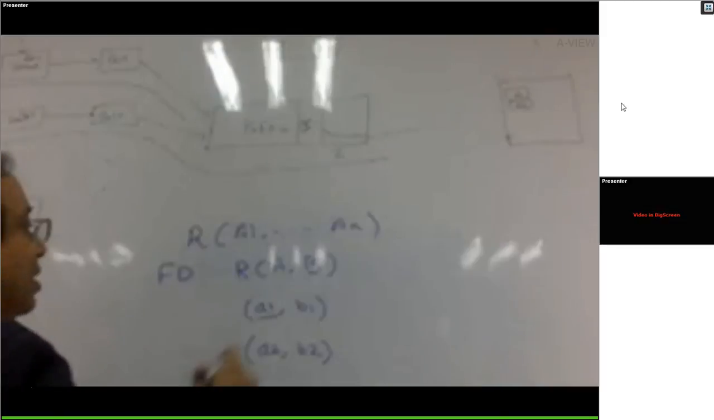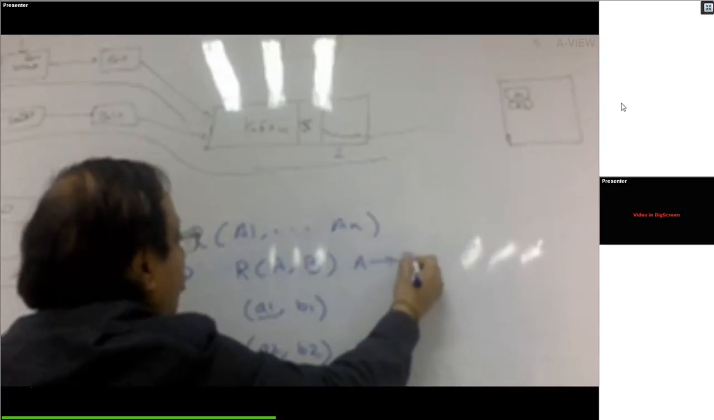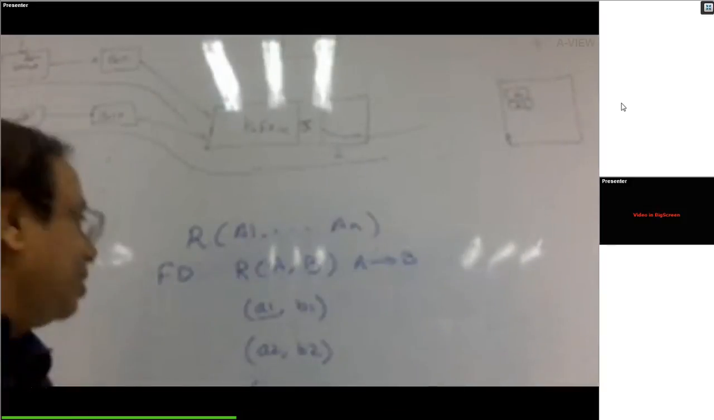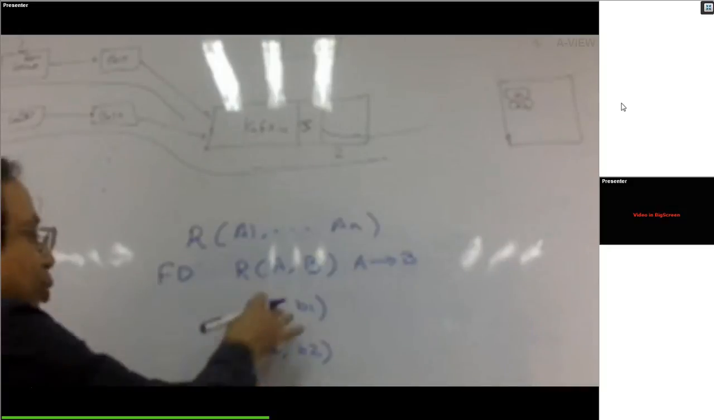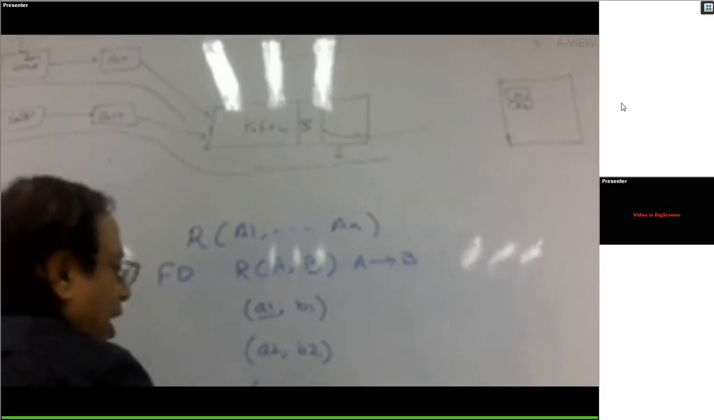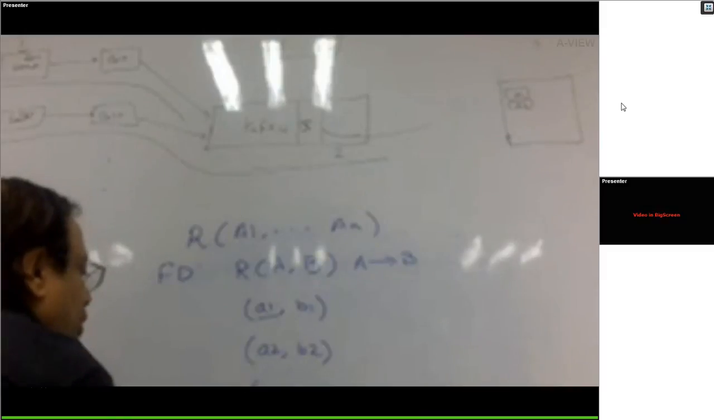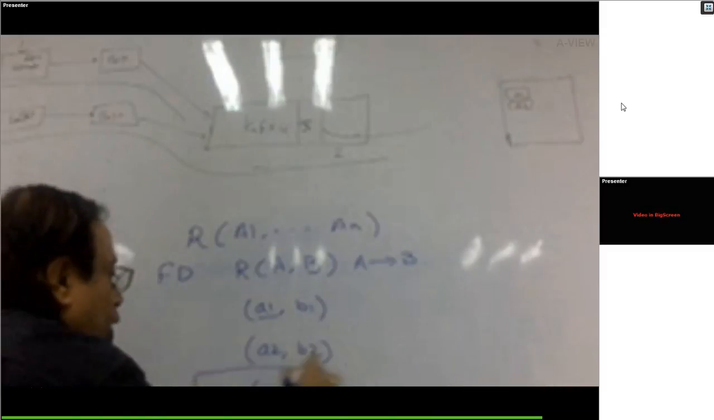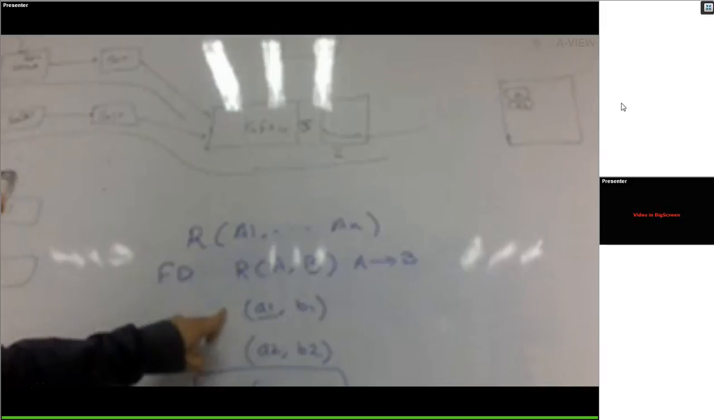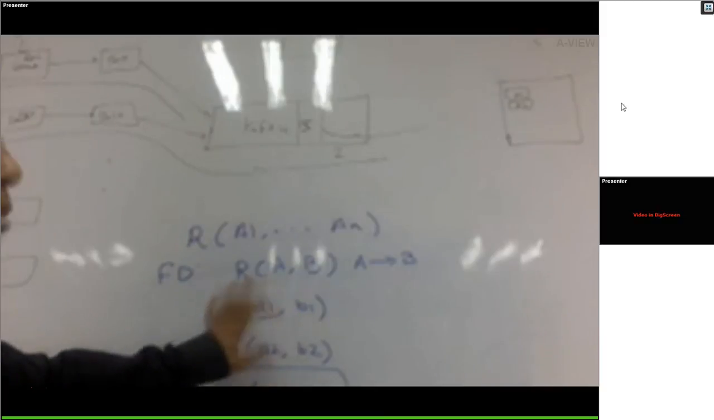For example, if in this relation there is a functional dependency where A determines the value of B, then it is not possible to have a tuple where the A value is the same but the B value is different. If there is a functional dependency, this will not be possible, because in both these tuples the value of A is the same. What it is telling is that the value of A determines the value of B.